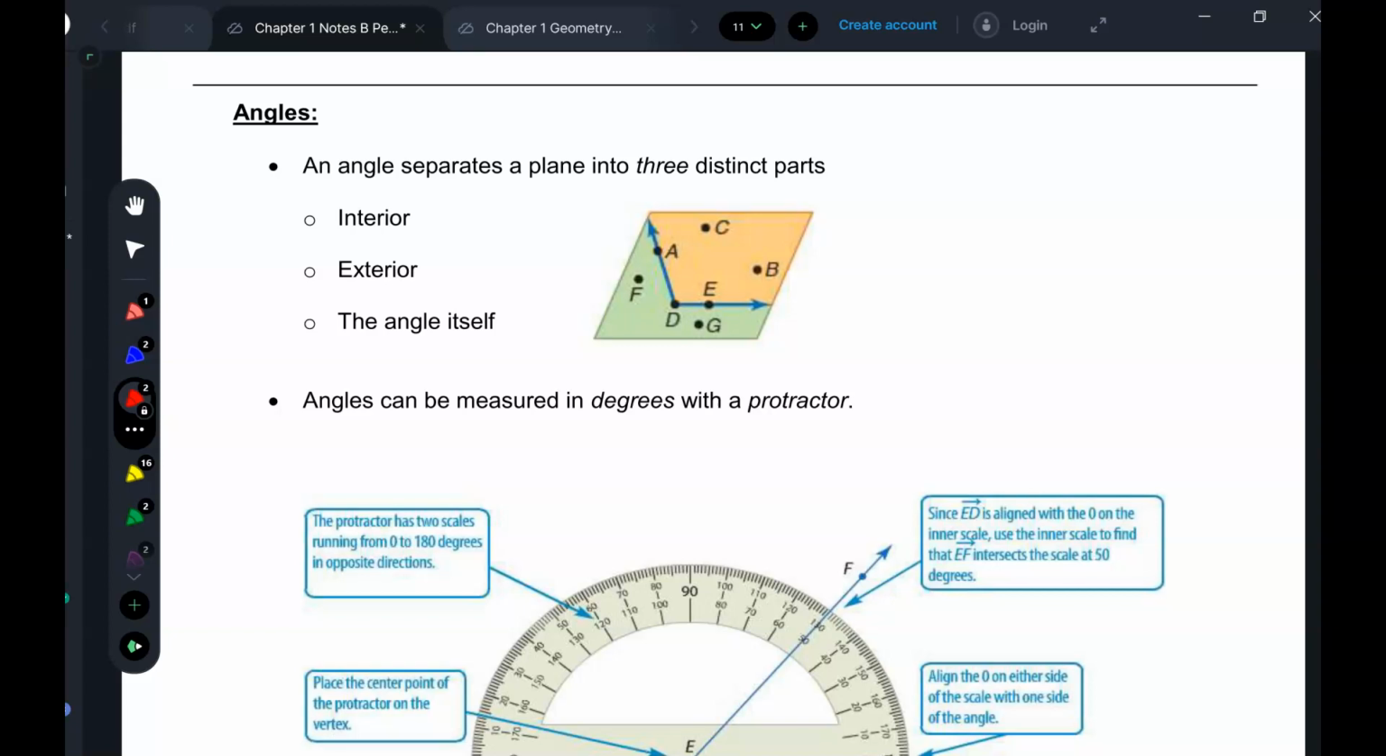An angle has three distinct parts: an interior, an exterior, and the angle itself. Which points do you think would be on the interior of this angle? Anything? Take a look. Everything. What do you think? Interior.